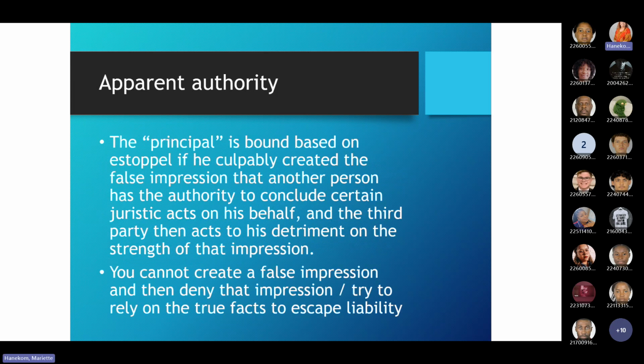Putting this in different words, but the same that I've just described in fairly simple terms, let's go to longer words. The principal will be bound if he culpably created the false impression that another person has the authority to conclude certain juristic acts on his behalf, and the third party acted to his detriment on strength of that impression. Putting it in simple terms, if you create a false impression, you cannot subsequently deny that impression and try to rely on the true facts to escape liability.